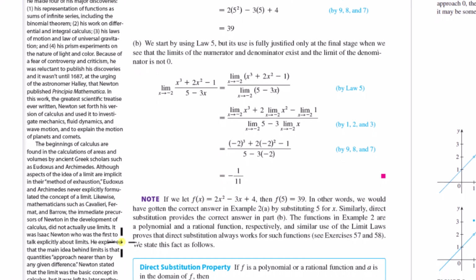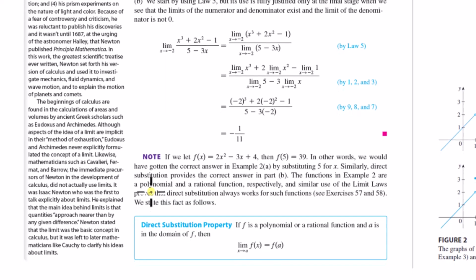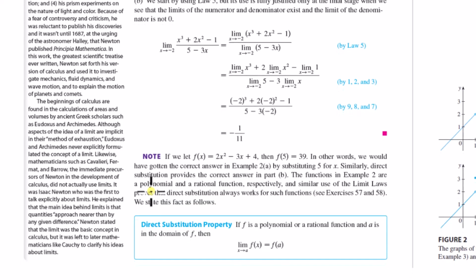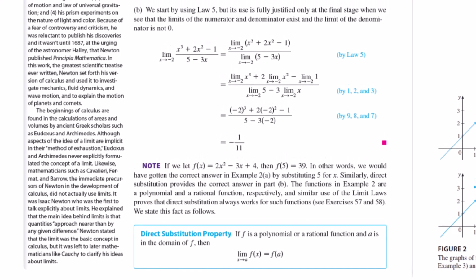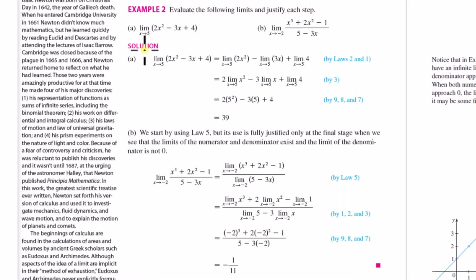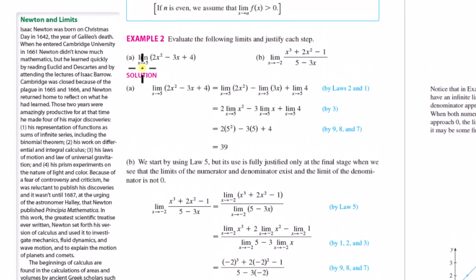Okay, but now here it says to note how for each of these limit problems we just did, we could have just plugged the limit value into the expression. And then the result of the expression is the limit, right? If you noticed for either of these limits, we could have just taken 5 here and just plugged it straight into this expression. 2 times 5 squared minus 3 times 5 plus 4 is equal to 39. Same here. We could just plug minus 2 straight into this expression and gotten the answer to the limit.